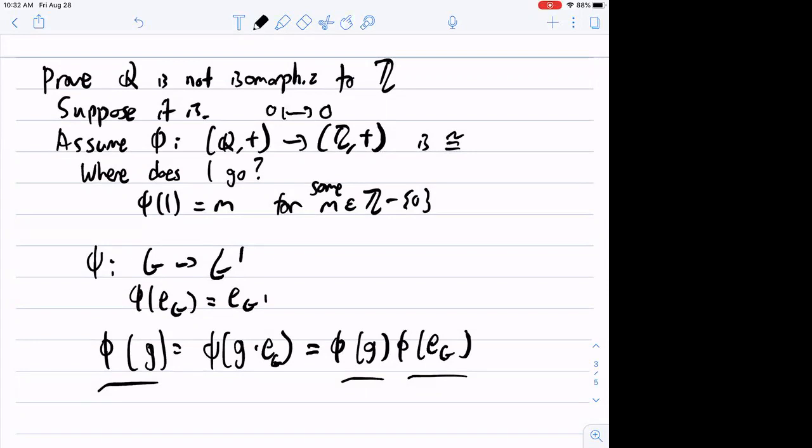So 1 cannot go to 0, right? Because if 0 went to 0 and 1 went to 0, injectivity fails. For injectivity, you can't have two elements mapping to the same element. So 1 must map to something that's not 0. So we're just going to call it m.